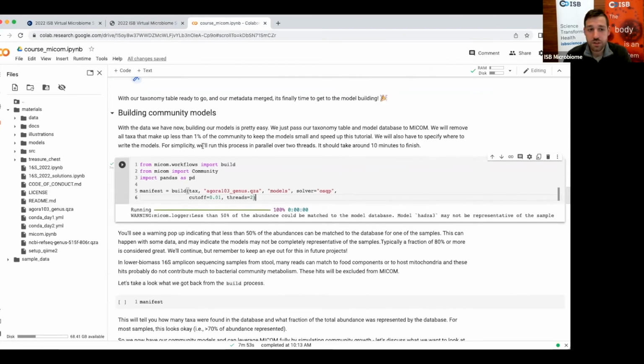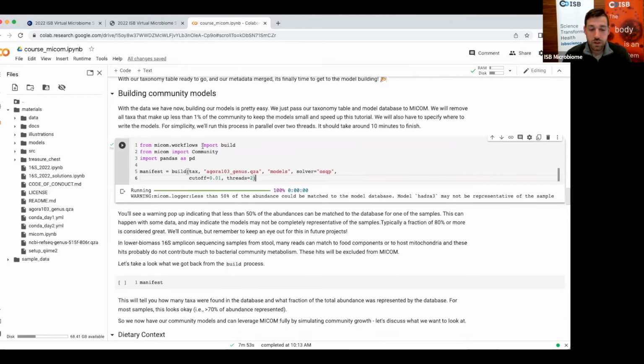And hopefully at this point, your models have completed building. If not, please go to the Slack and the TAs will be able to help you there. Before we move past this cell that we just ran, I want to call your attention to this warning that was given underneath the cell wherein we built our models. You'll see this warning that says less than 50% of the abundance could be matched to the model database. Model Hadza3 may not be representative of the sample.